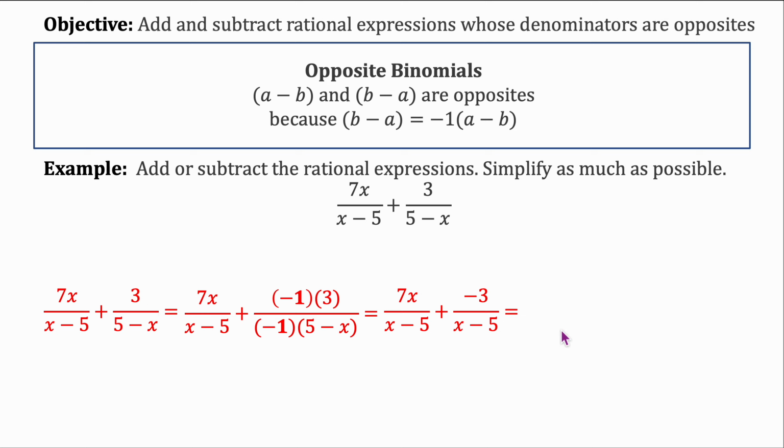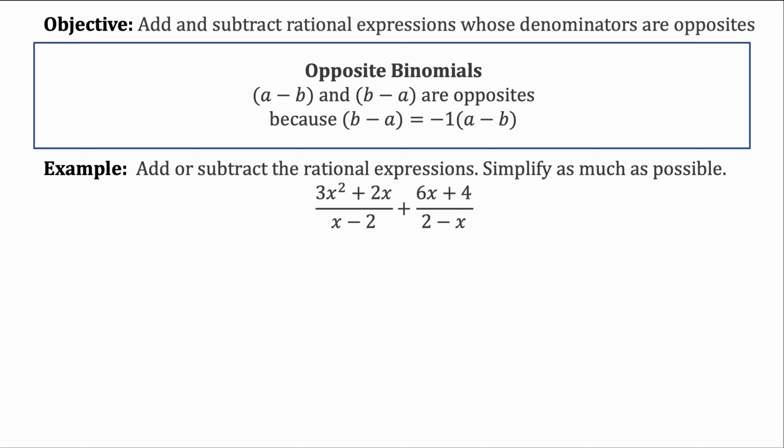So that becomes then just a subtraction of 7x and 3, or you can just rewrite the negative in the middle. Either one works just fine because if we're adding a negative, you're really subtracting. However you end up writing it, you end up getting a 7x minus 3 on top and an x minus 5 on the bottom.